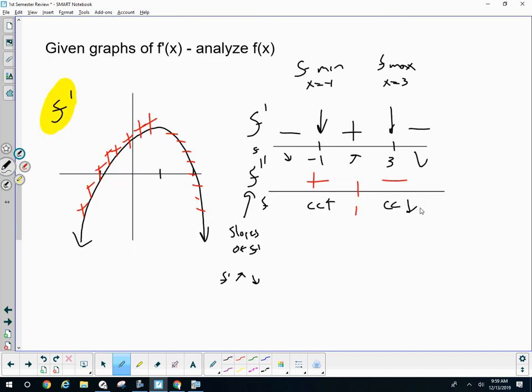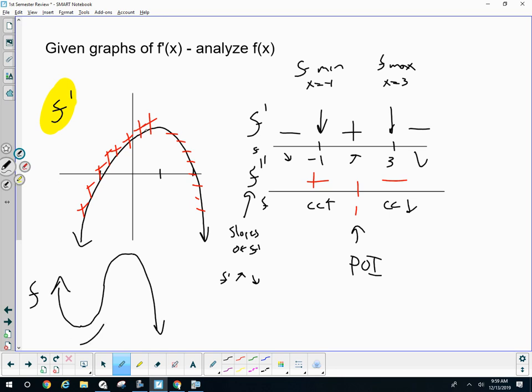So just from the analysis of f prime, I realize f's got a min, a max, and a point of inflection. You could actually probably sketch a nice little example of what f would look like. Decreasing concave up would be like that. Increasing concave up would look like this. Increasing concave down, look like that. Decreasing concave down, look like that. So we'd have some sort of cubic function.